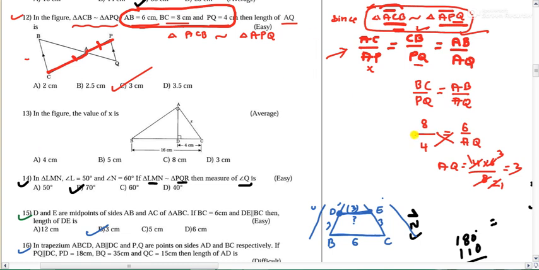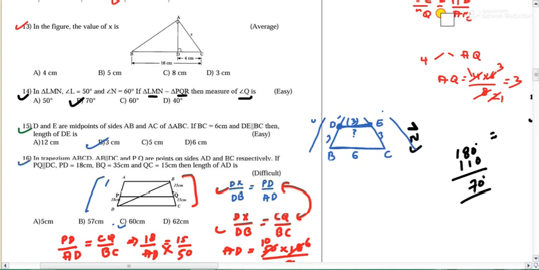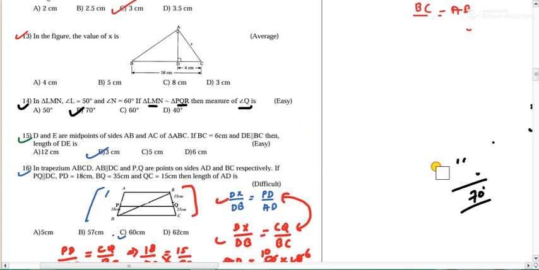Now just look at question number 13. Can you tell me the answer? Question number 13. First, you need to solve it. You need to bring the two triangles into similar conditions. Someone is saying 6. Okay, how is it 6?